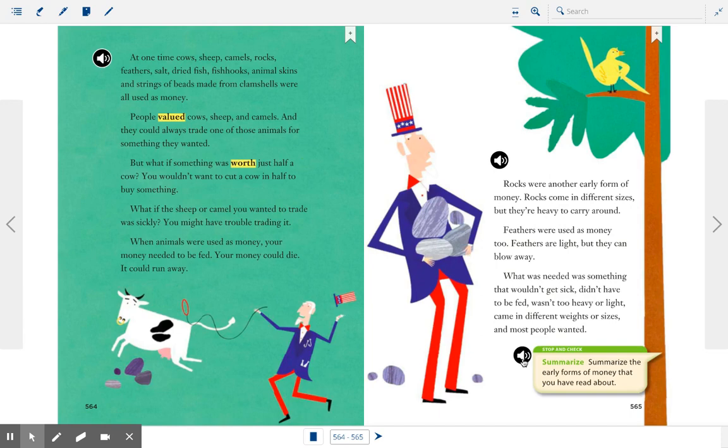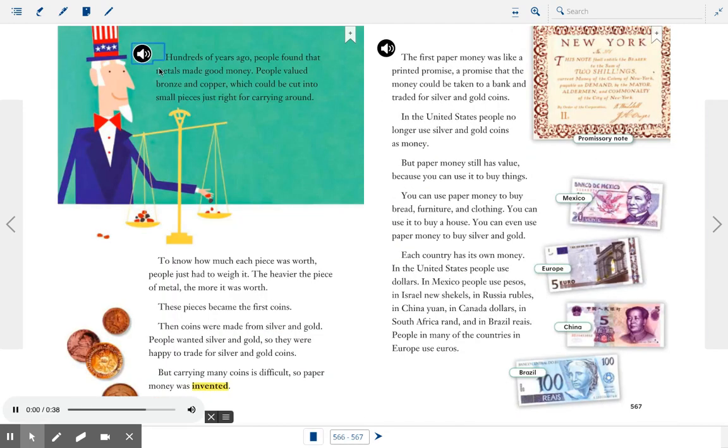But all of those ways are difficult to trade. It was hard to find a value or worth. Visualize yourself walking around with rocks or berries in your pockets. Could you buy a cone of ice with rocks or berries? Probably not. Hundreds of years ago, people found that metals made good money.